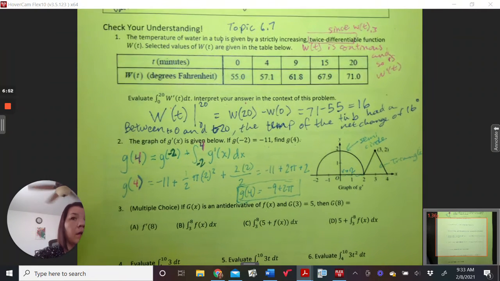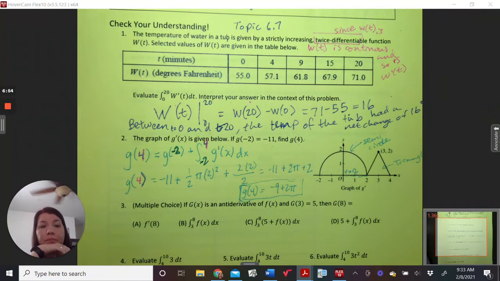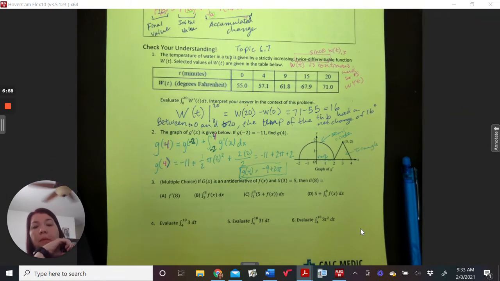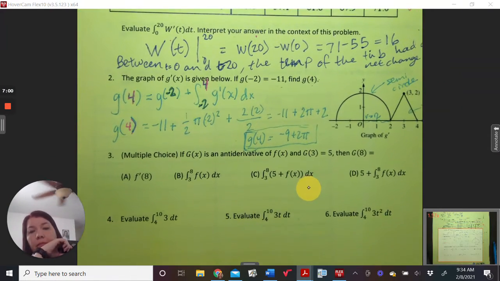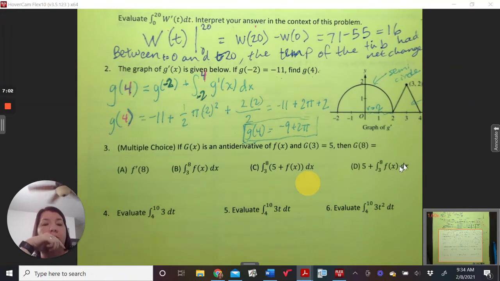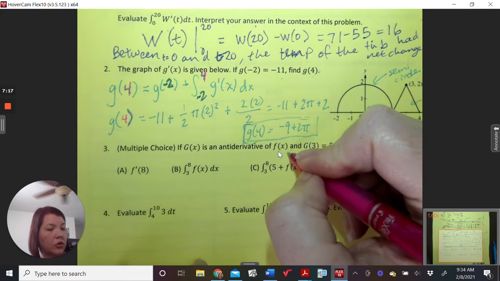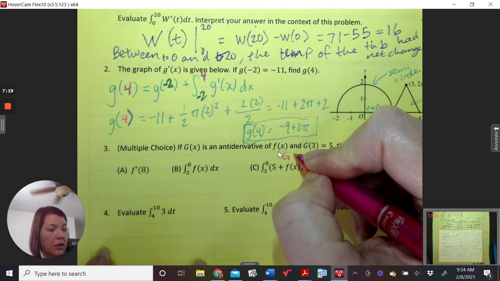Multiple choice. If g is the antiderivative of f of x and g of 3 is 5, then g of 8 equals. Okay, so g is an antiderivative of f of x. Let's just write that down. G prime of x is f of x.